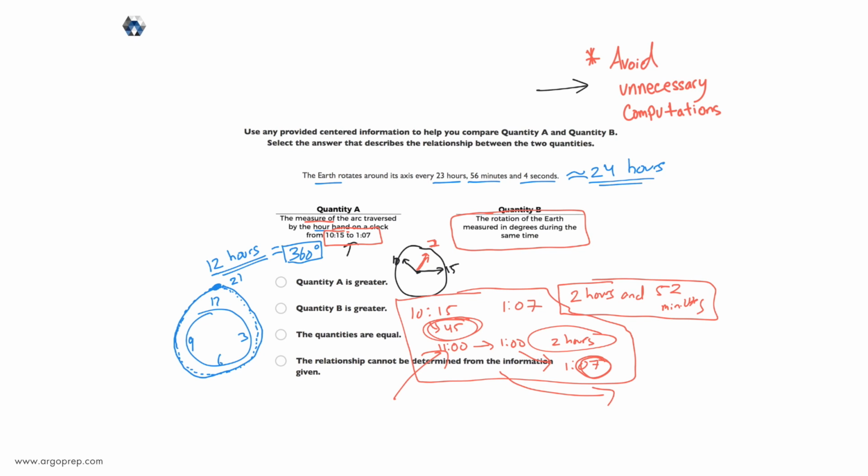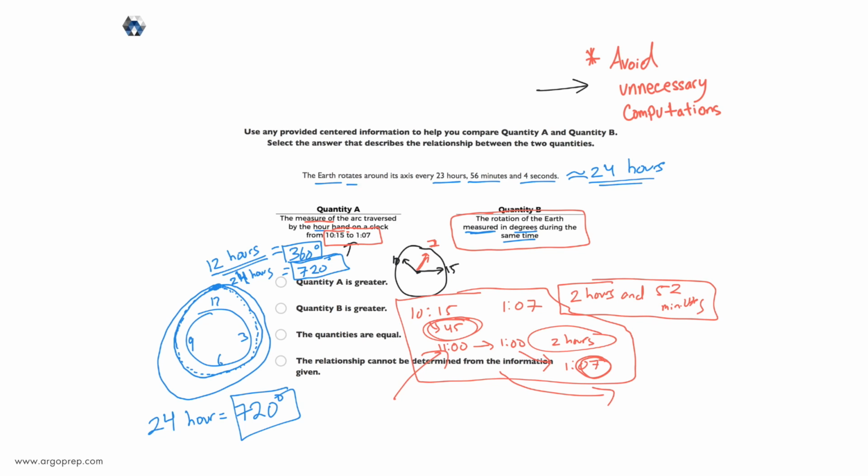And to go around the clock for 24 hours, that means it's going to travel around the circle once again. So that's 360 plus 360, which is 720 degrees. That means in a 24-hour time period, I go around my circle 720 degrees. I care about this because quantity B states the rotation of the Earth measured in degrees during the same time. Now take a look at quantity B.